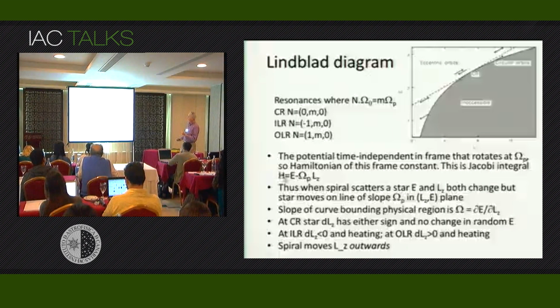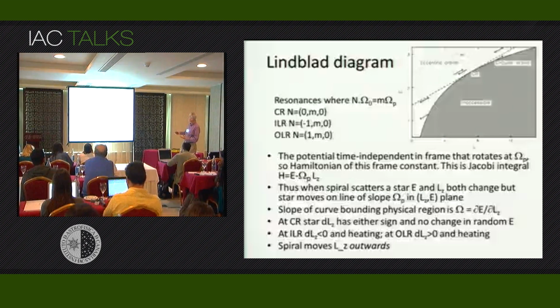In the frame that rotates with the pattern, the gravitational potential is constant. Everything is constant. So stars are going to move at constant H, and this Hamiltonian is conventionally called the Jacobi integral. So this is going to be fixed, but the spiral pattern imposes torques on stars, so it changes their angular momentum. So any change in Lz is going to be associated with a change in E, so as to leave the Hamiltonian constant.